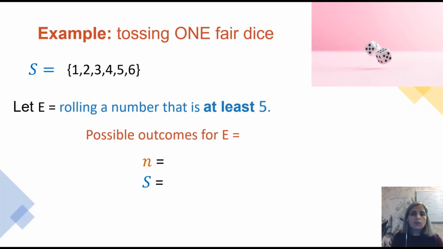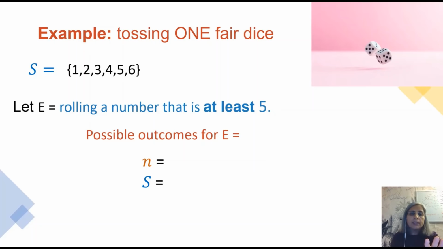Okay, now let E be the event that we toss the dice and we get at least 5. What does it mean? If we want at least 5, which numbers do we want to see? We want to see either 5 or 6. Then that will fit our requirement that the number is at least 5.